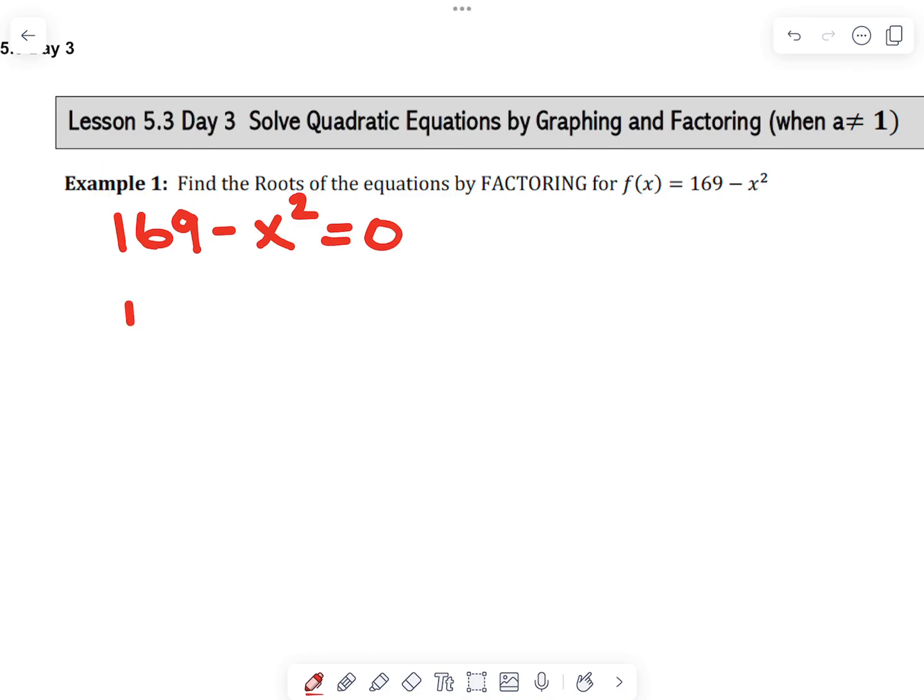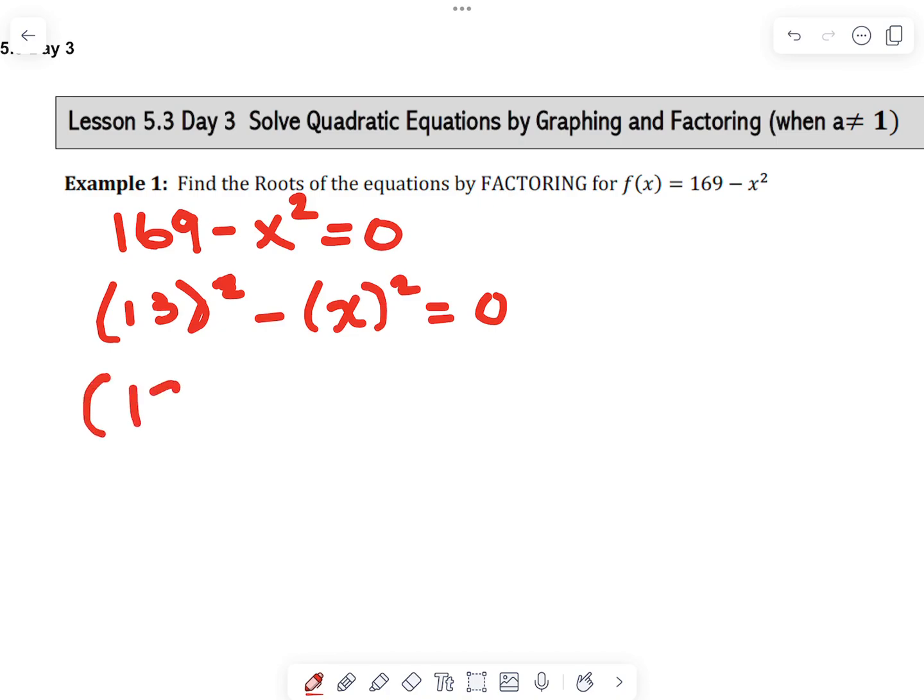We can write 169 as a perfect square, so 13 times 13. And then x squared is x times x. So then we factor it using our difference of two squares. So we're going to get 13 minus x, and then 13 plus x. So again, that's the difference of two squares.